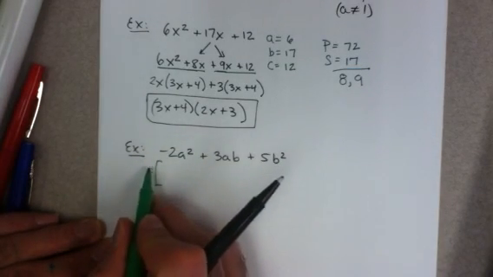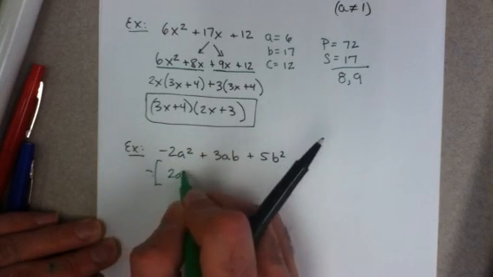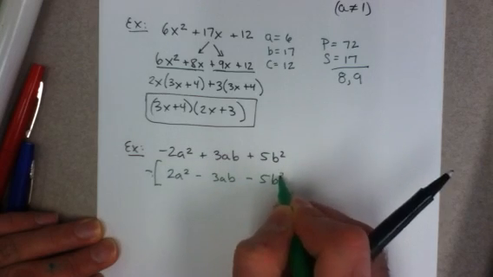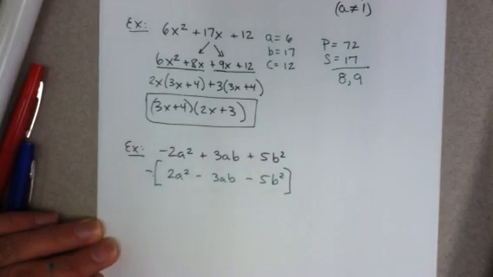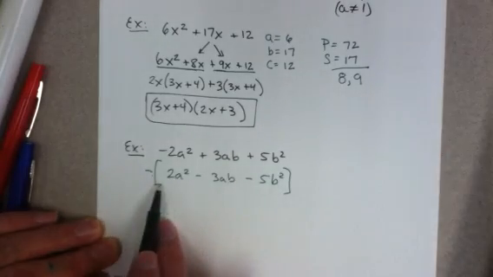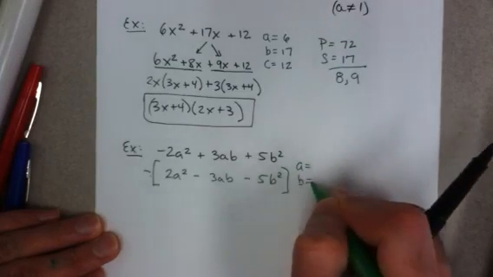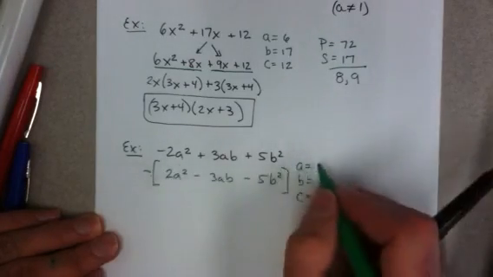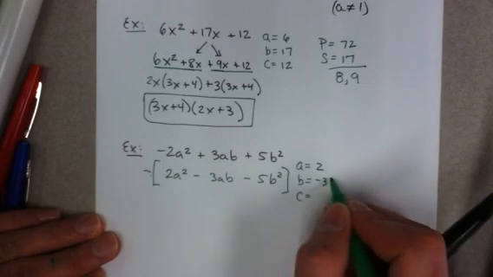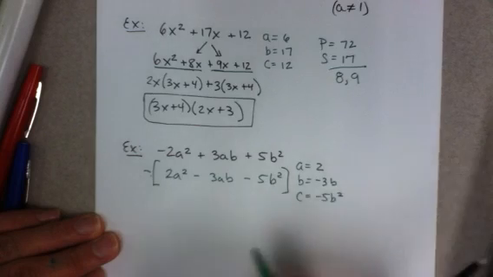So I'm going to do that by factoring a negative or a negative 1 out of all of these terms. That would leave us with 2a squared minus 3ab minus 5b squared. And now inside, since the leading coefficient is positive, I'm going to go ahead with the product sum method. So again, let's write out a, b, and c over here. A is 2, b is negative 3b, and c is negative 5b squared.